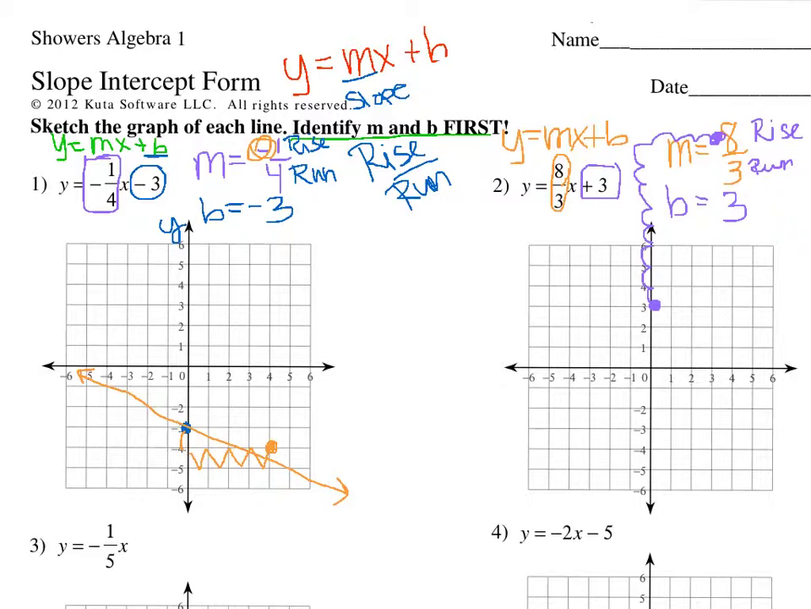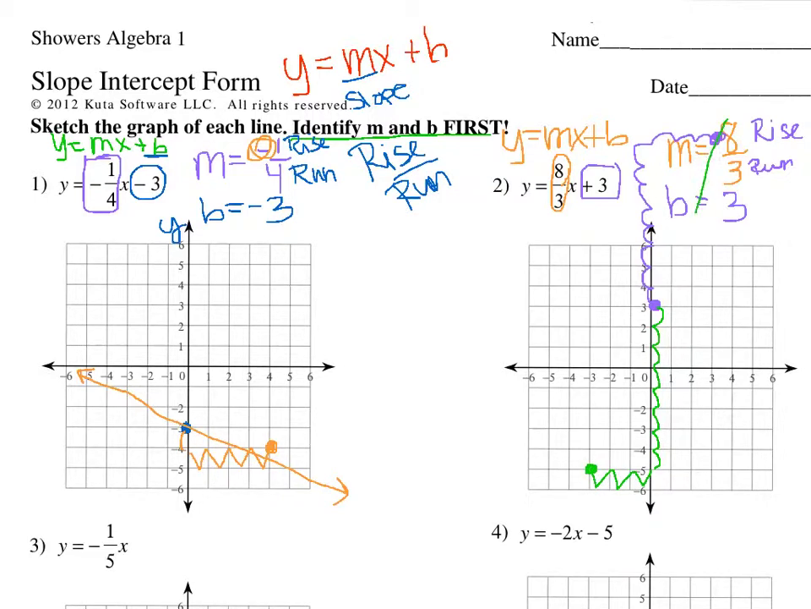Instead of rising 8, I'm going to actually fall 8, or go down 8. So I'm going to count 1, 2, 3, 4, 5, 6, 7, 8. Now, in this case, I can't run 3 because I'm going opposite. I'm going backwards. So here I'm going to run to the left. 1, 2, 3. And now I have 3 dots.